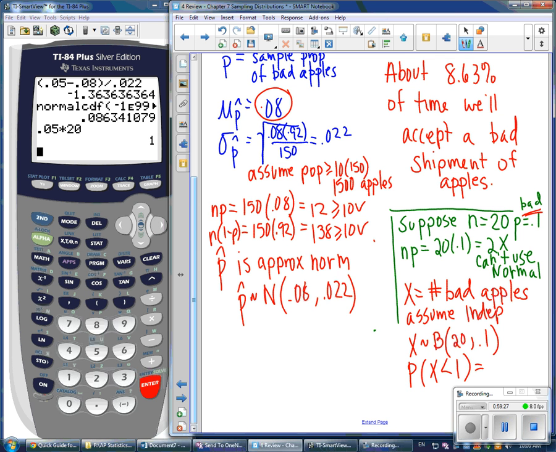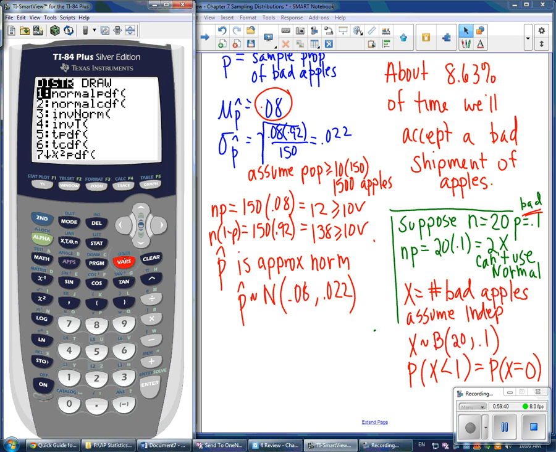So this is going to be the same thing as the probability that x is, if I'm looking at less than 1, then there's only one outcome it could possibly be, and that would be the probability that x is equal to 0. So if I go into my binomial, since it's an equal sign now, I'm going to go into my binomial CDF.